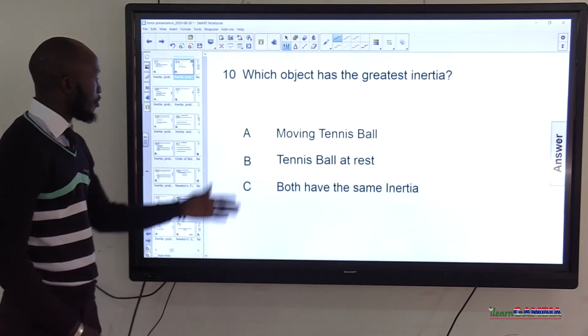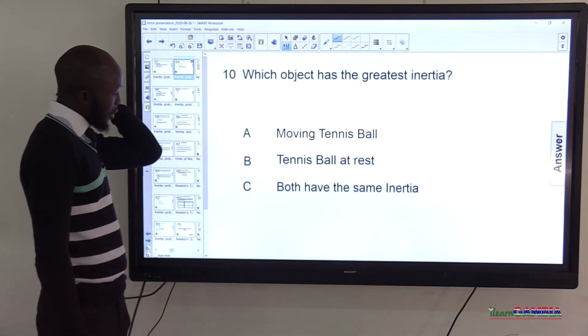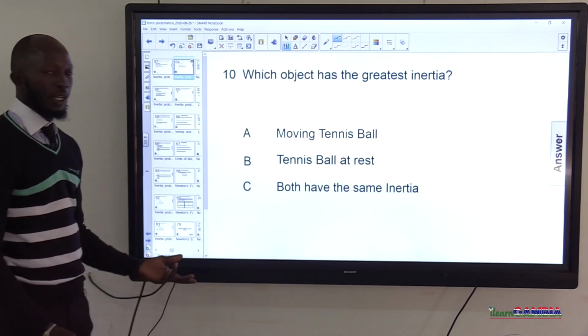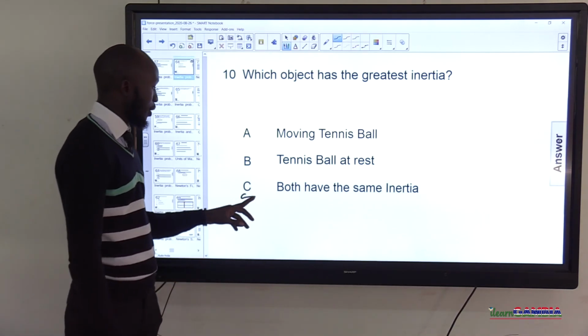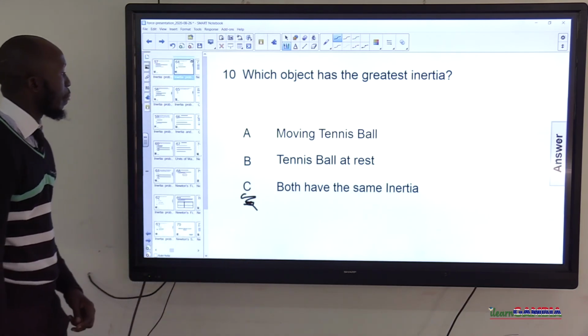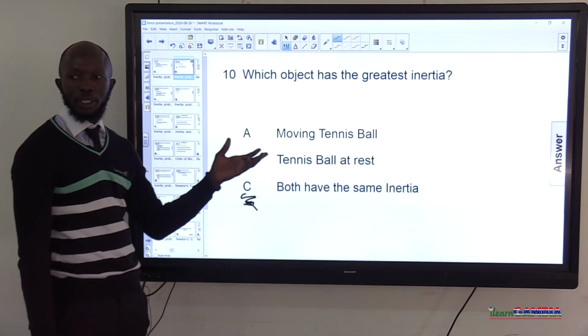Which object has the greatest inertia? A, a moving tennis ball; B, a tennis ball at rest; and C, both have the same inertia. That is C. They will both have the same inertia. The moving tennis ball and the tennis ball at rest is still the same tennis ball and has the same inertia.